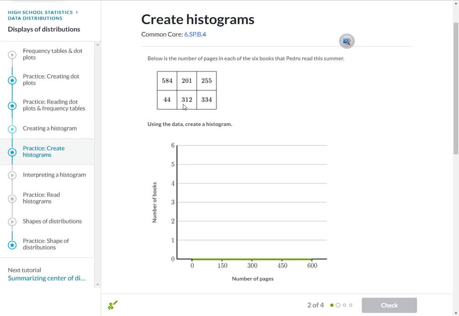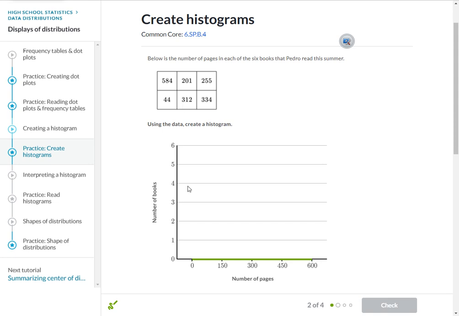So how do you create histograms? Histograms are basically just graphs that represent data using bars that allow you to more easily compare the frequency that data fits a certain criteria. So here's a table, and it's talking about the number of pages in each of the 6 books that Pedro read in the summer. So we're going to create a histogram.